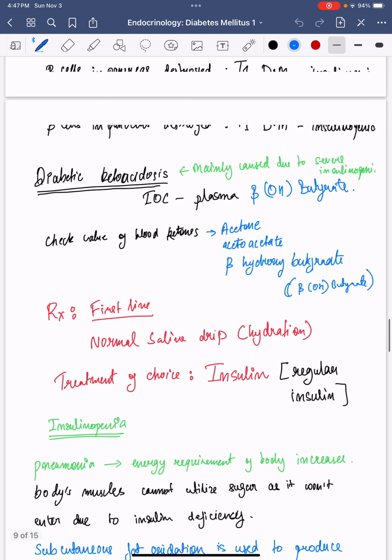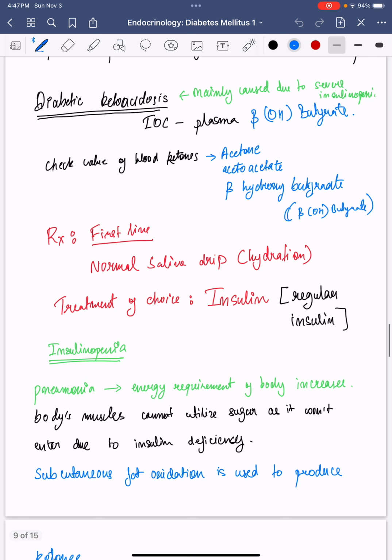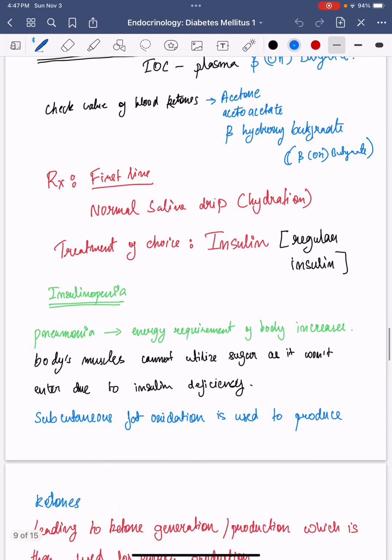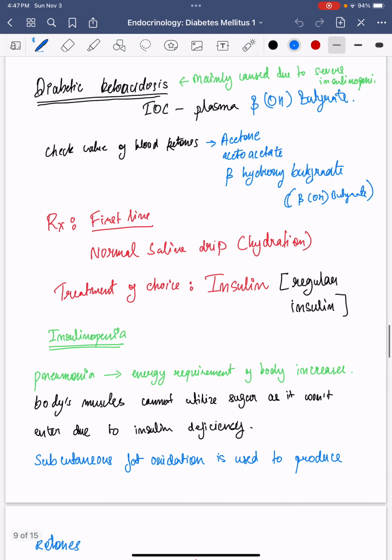For the treatment of bronze diabetes, first line is a normal saline drip, which is hydration, and the treatment of choice will always be insulin, regular insulin given by the subcutaneous route.